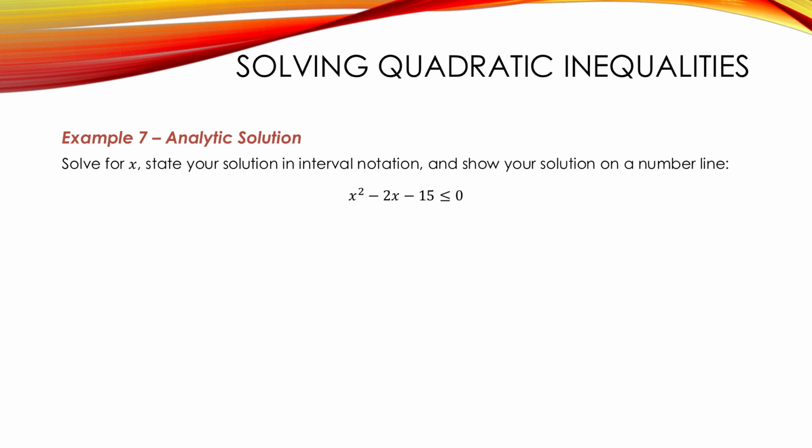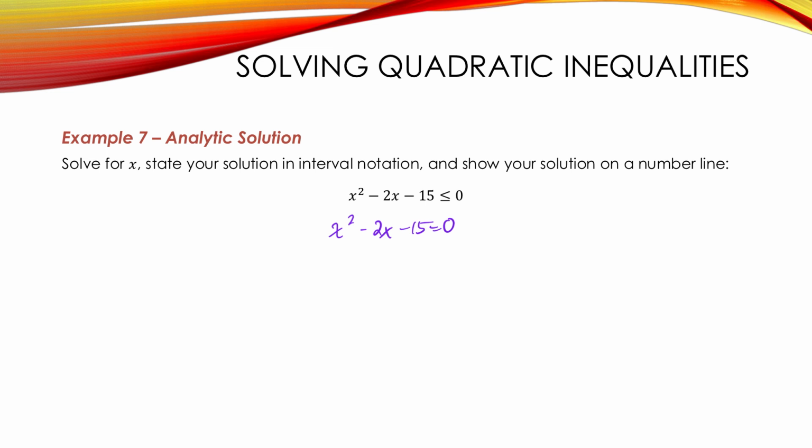So for example, 7 says, solve for x, state your solution in interval notation, and show your solution on a number line. I want to know where x squared minus 2x minus 15 is less than or equal to 0. Well, this is where we want to find the zeros first, because that's what told us the most information on the last problem. So let's just set x squared minus 2x minus 15 equal to 0.